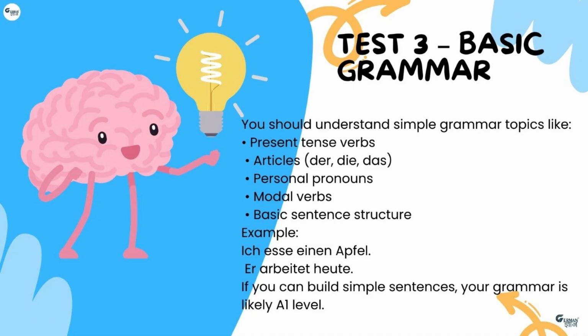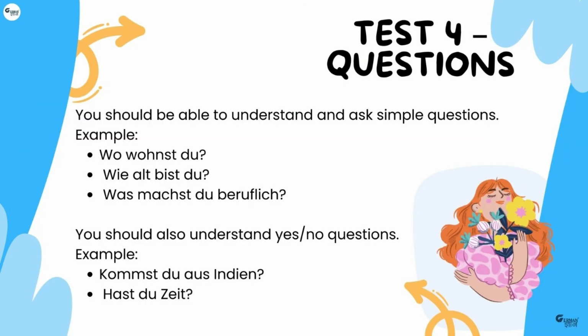Test 3. Basic grammar. You should understand simple grammar topics like present tense verbs, articles, personal pronouns, modal verbs and basic sentence structure. For example, if you can build sentences like Ich esse einen Apfel or Er arbeitet heute, then your grammar is likely at A1 level.